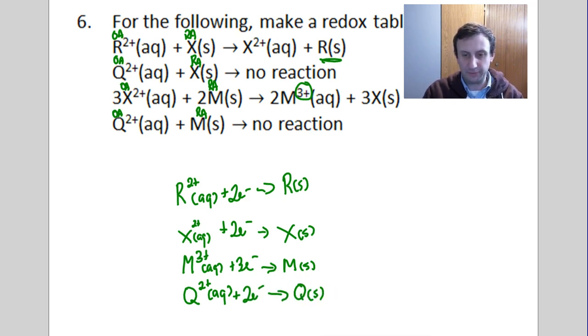All right, going into double check mode. Let's use red, it's Christmas. So I got R2+ and X, that is spontaneous, it's downhill, which matches what I have here, that I have products listed. Q2+ and X, here's my Q2+, here's my X, that's an uphill, so non-spontaneous, which matches what I have here of no reaction. Then I have X2+ and M, that is downhill, so spontaneous. Hey, I got products, that's great. And then finally I have Q2+ and M, which is uphill, no reaction, which again matches what I have there.